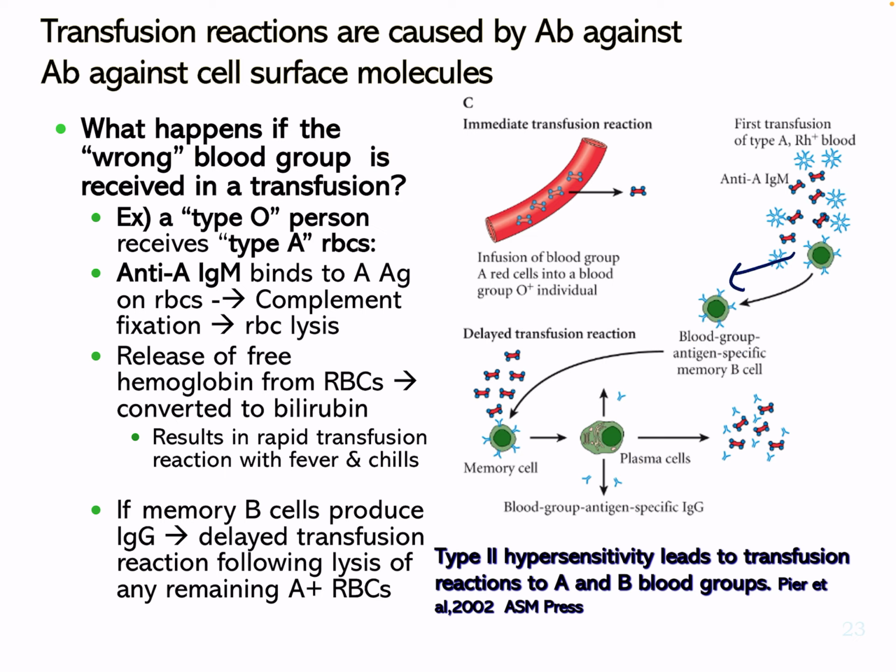Then there will be the release of free hemoglobin from these RBCs, which is then converted to bilirubin, which you may have learned in physiology about the breakdown of red blood cells. And this can result in a rapid transfusion reaction with fever and chills. If memory B cells produce IgG, there's a delayed transfusion reaction following the lysis of any remaining A-positive red blood cells, which is quite bad. This is summarized in this figure if you want to take another look.